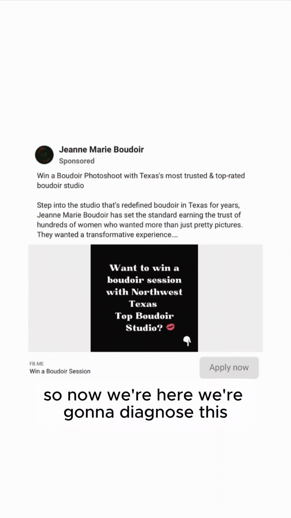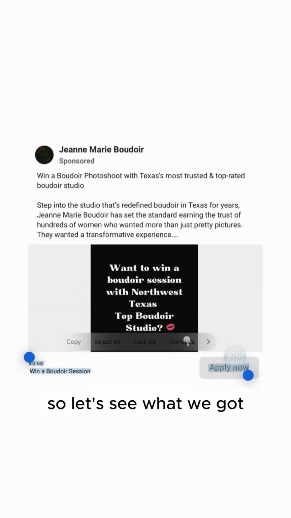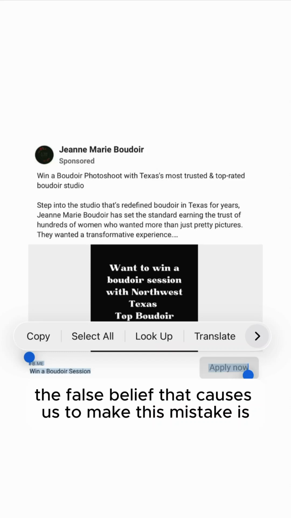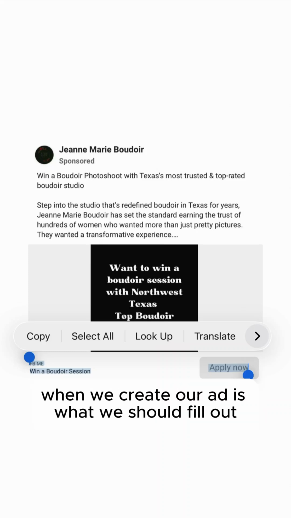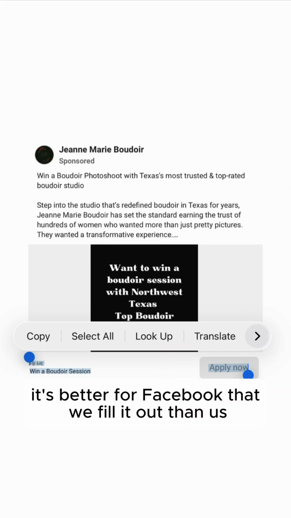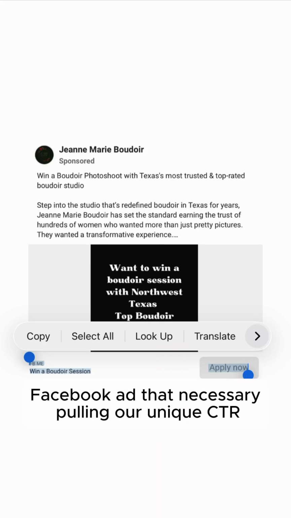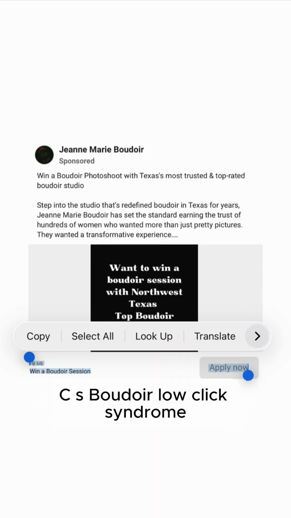So now we're here. We're going to diagnose this, see if we believe it has BLCS, aka boudoir low click syndrome. So let's see what we got. So we got the below creative cluster mistake here. The false belief that causes us to make this mistake is we are trusting Facebook that what they tell us to fill out when we create our ad is what we should fill out. But the consequence of this is actually it's better for Facebook that we fill it out than us, because when we fill these things out, it causes more and more women to scroll by our boudoir Facebook ad than necessary, pulling our unique CTRL under 6%, contributing to BLCS, boudoir low click syndrome.